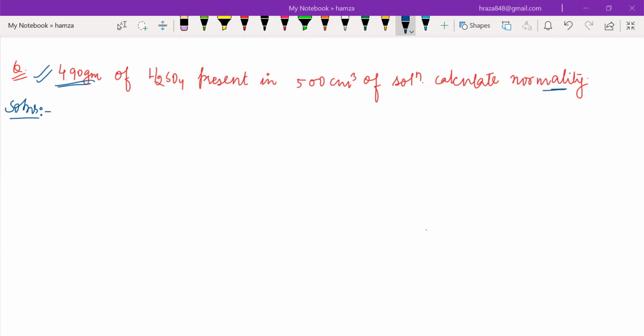Sir, shouldn't it be 500 ml? It's not necessary. 500 centimeter cube is also a unit of volume, right? You should know that 1 ml is equal to 1 centimeter cube. So you can easily convert 500 centimeter cube, that means 500 ml, and now you can easily convert it into liter. Yes. Very good.